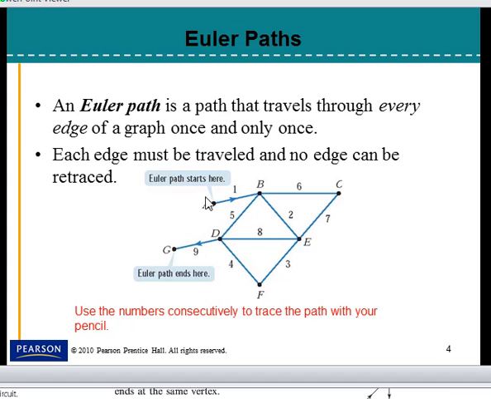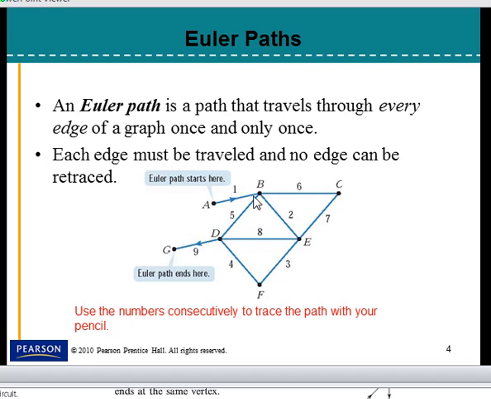So as you can see here, the Euler path starts here at point A. Then it goes to B, from A to B. That's 1. And then 2 is from B to E. That's where it goes next. So this is a good way to number your edges when you do your Euler path.